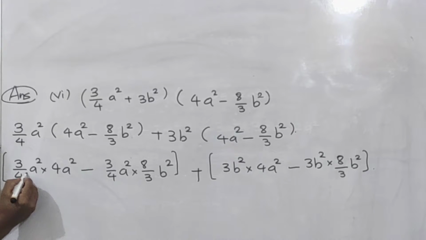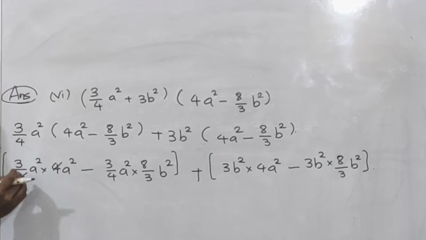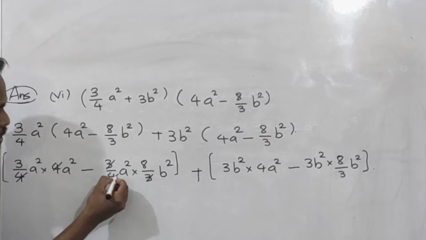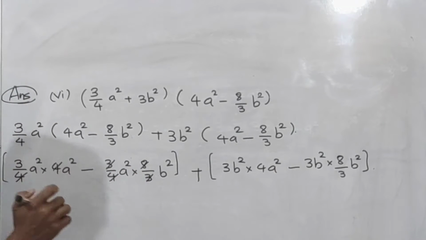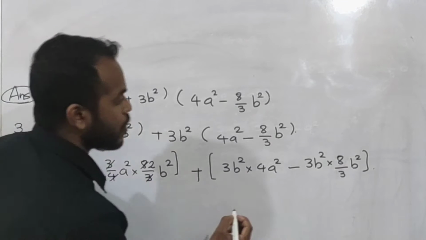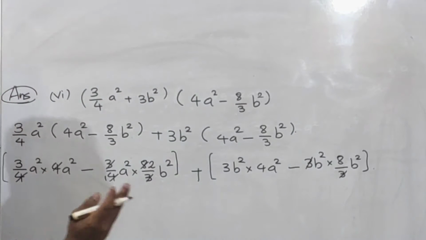Now we can cancel this 4 and this 4 because these two terms are multiplied together, and we have the same number on the numerator as well as denominator. We can cancel these 3 and 3. Now this 4 and 8 can be cancelled using 4. Here it will be 1 and here it will be 2. Then what about here? Yes, here also we have small terms to be cancelled. 3 and 3 can be cancelled.